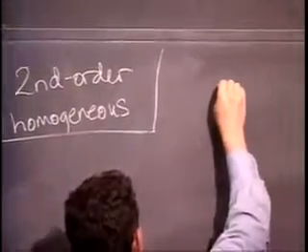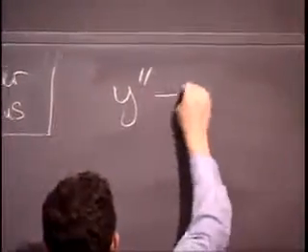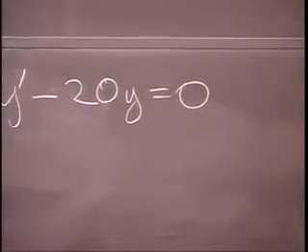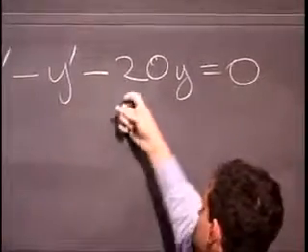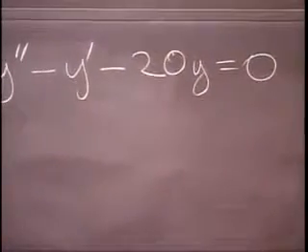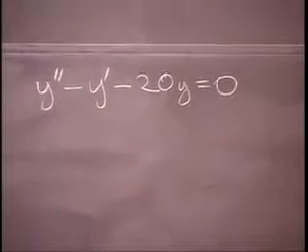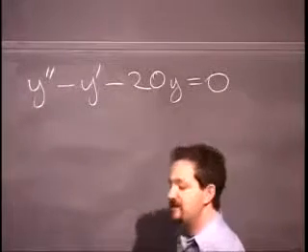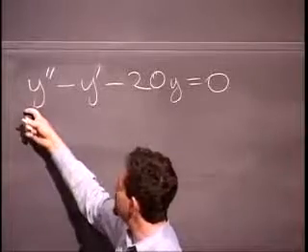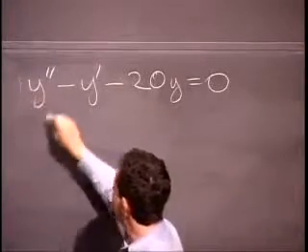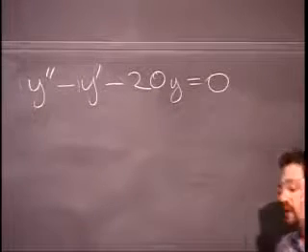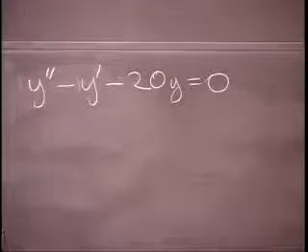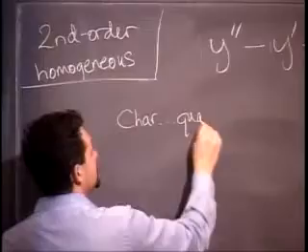I'll give you an example, and then we'll solve it. An example might be y'' minus y' minus 20y equals 0. This is just a fancy way of writing d²y/dx² minus dy/dx minus 20y. So it's a constant coefficient linear differential equation, second order because there's a second derivative here. Now, here's the basic idea. I take the coefficients out of this: here there's a 1, here there's a minus 1, and here there's a minus 20. And I form what is called the characteristic quadratic equation.